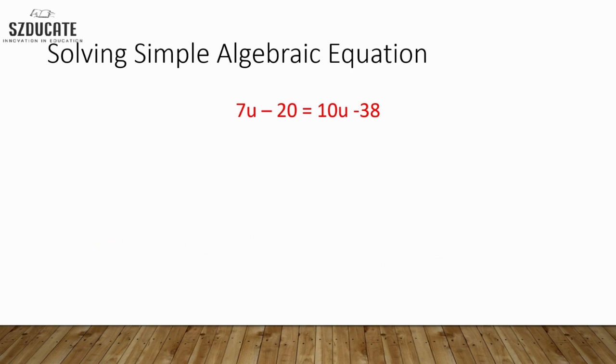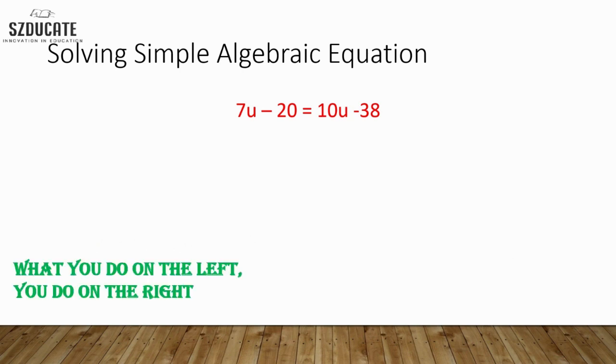So now let's take this as an example: 7u minus 20 equals 10u minus 38. There's one rule of thumb that I want you to remember and always use: what you do on the left, you do on the right. That means if there's an equal sign in the equation, what we do on the left, we do the same thing on the right, and the equal sign will always be correct.